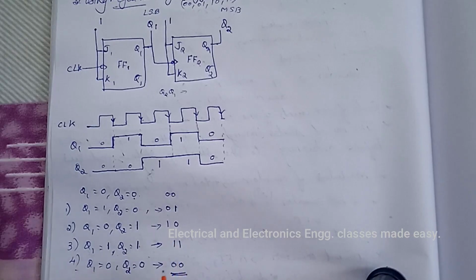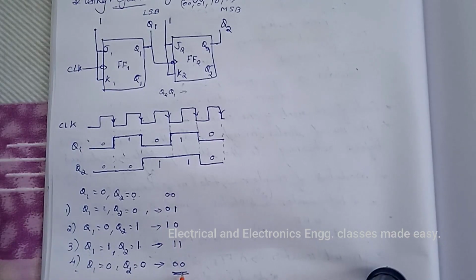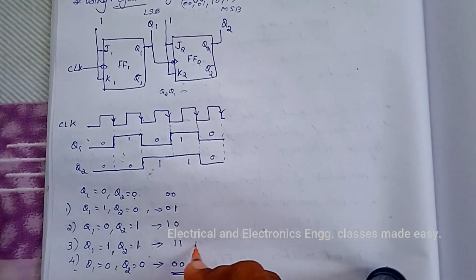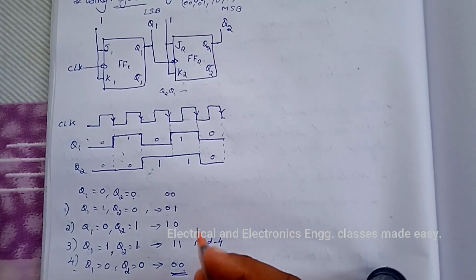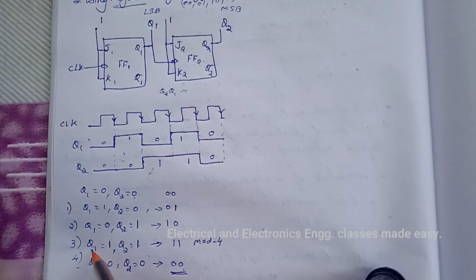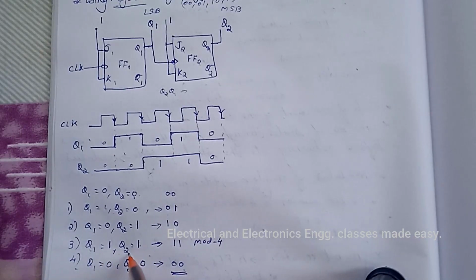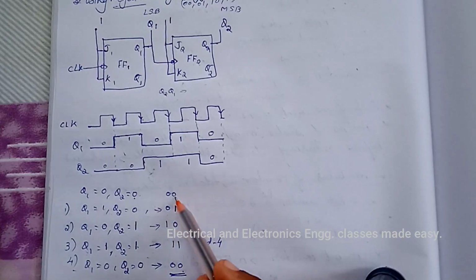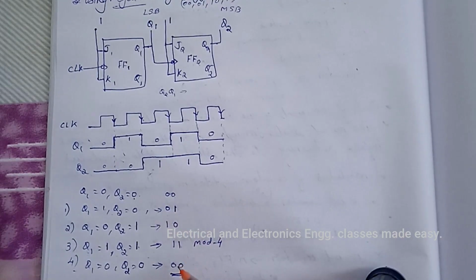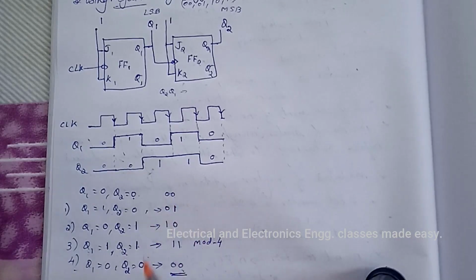So for subsequent clock pulses, the counter goes through the same sequence of states. So it acts as a mode 4 counter, with Q1 as the LSB and Q2 as the MSB. So the counting sequence is 0, 0, 0, 1, 1, 0, 1, 1, 0, 0, again 0, 1, like that.